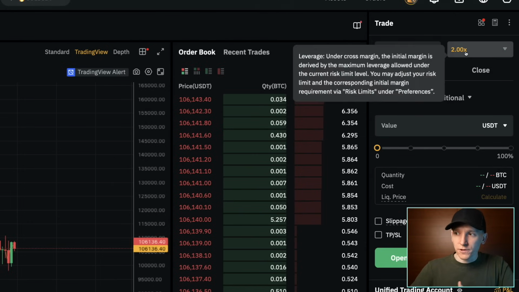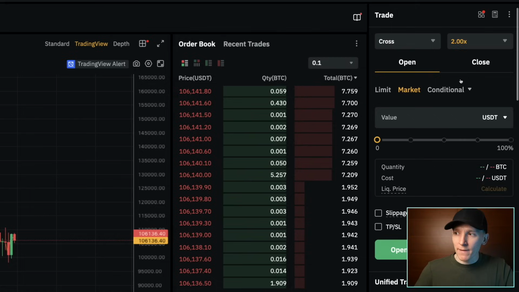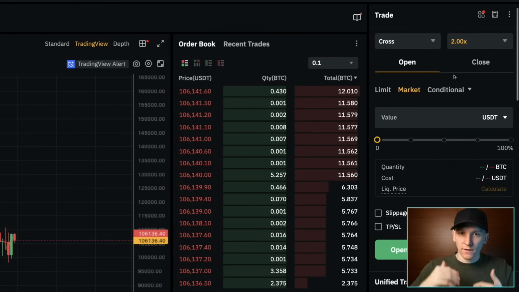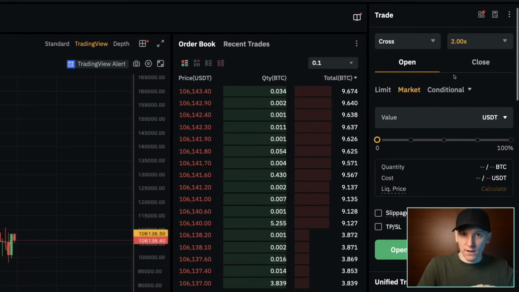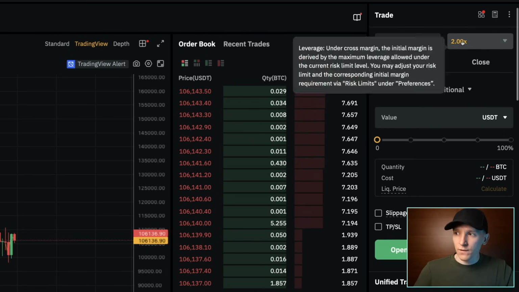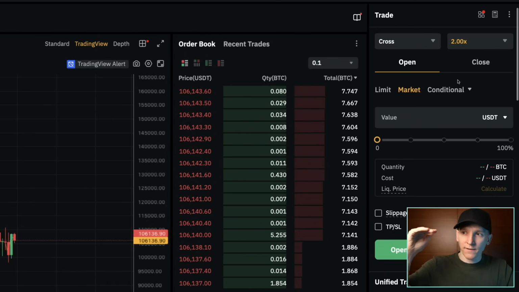I'm using 2x leverage. Leverage is the size of your trade in relation to the cash that you put down. So 2x leverage means that if I put $500 cash down, my trade size is $1,000. If I put $1,000 down, my trade size is $2,000. So think of it as the amount of your trade size versus how much cash you have put down.